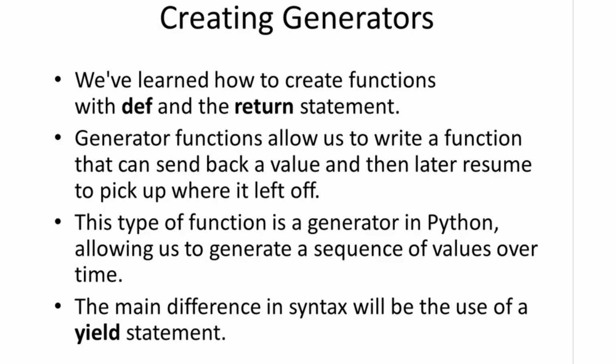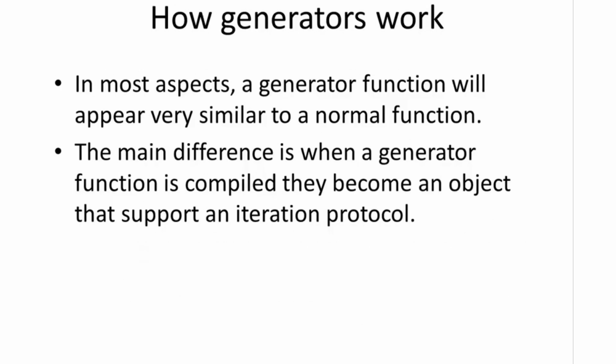We've learned how to create functions with a def and the return statement. What generator functions allow us to do is write a function that can send back a value and then later resume to pick up right where it left off. This type of function is a generator in Python and allows us to generate a sequence of values over time. The main difference in syntax that you'll see is the use of a yield statement instead of a return statement. Otherwise, a normal function and a generator function actually look really similar, the only difference being the return and the yield statement.